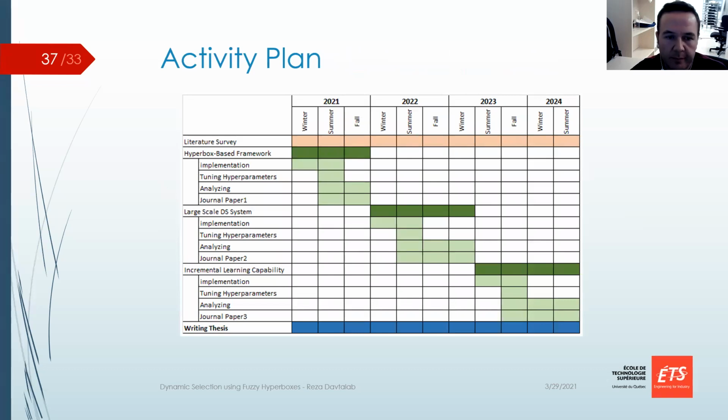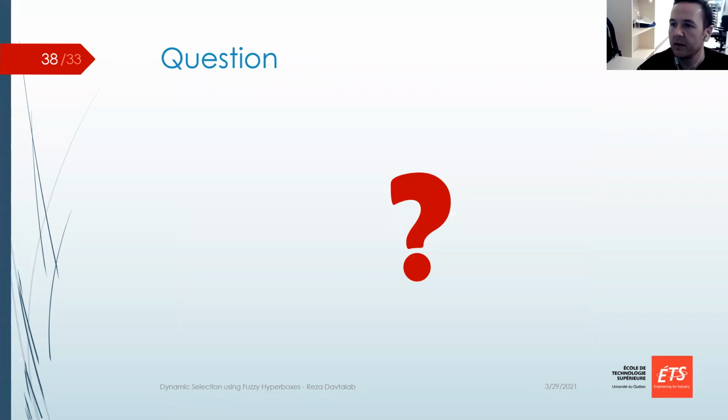In this slide, you can see my activity plan for this project. As you can see, I will divide the main line based on the three steps, and its steps include literature review, implementation, hyperparameter tuning, analyzing, and writing a journal paper. If you have any questions, I would like to answer you.